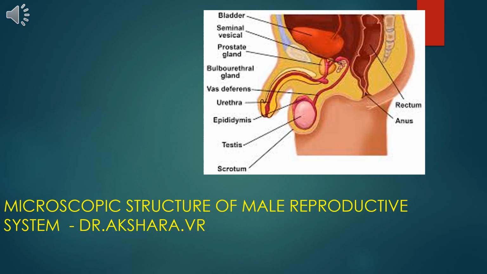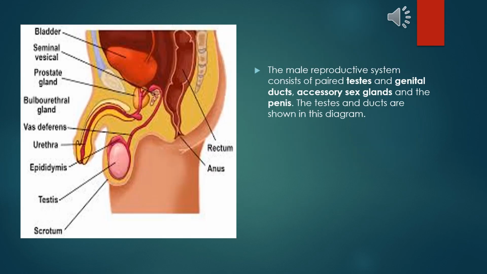Hi, dear students. Today we are going to deal with a topic that is the microscopic structure of the male reproductive system. Before moving to the microscopic structure of the testes, first we should have a brief idea regarding some of the salient features. So what are the structures that come under the male reproductive system?